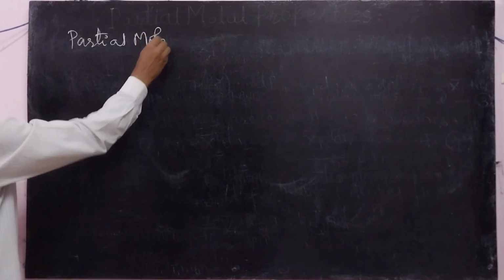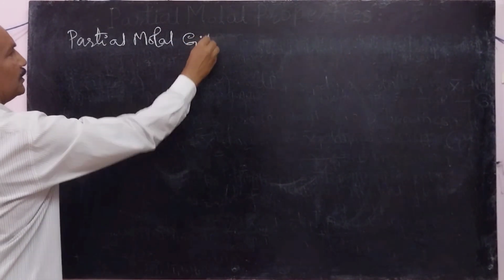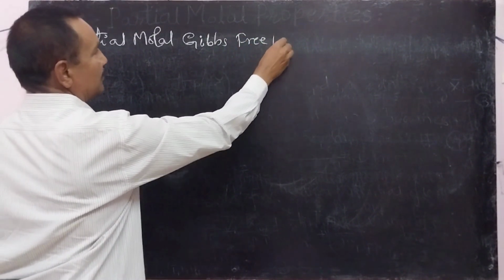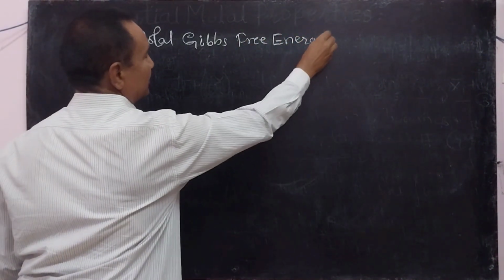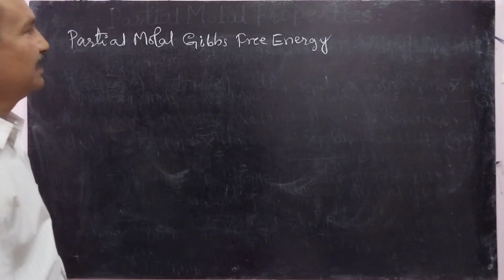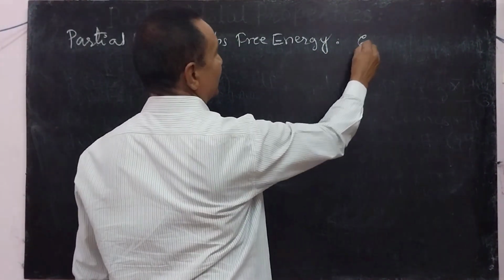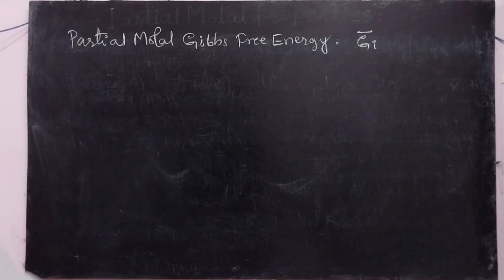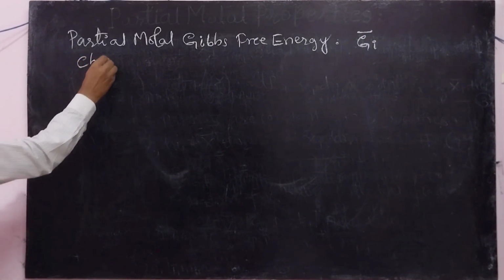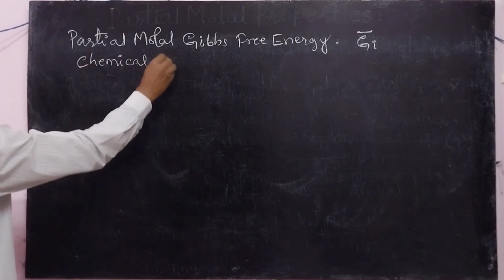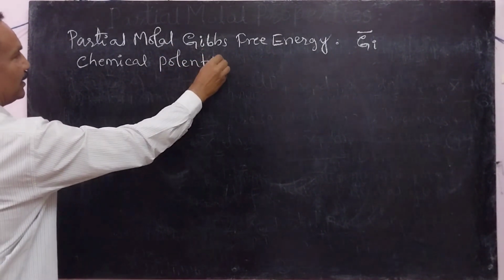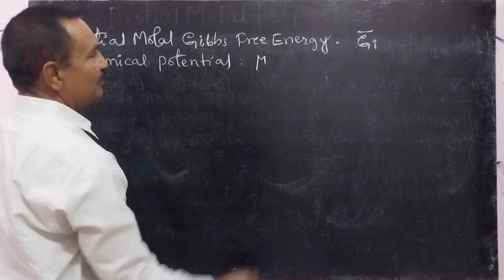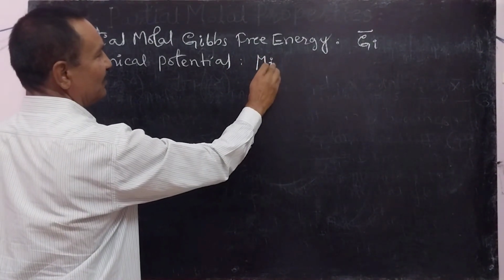Partial molar Gibbs free energy is represented as G i bar. This is also known as the chemical potential, and it is represented by mu i for the ith component.